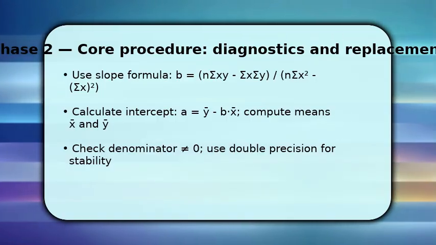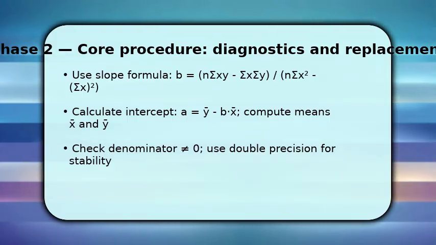Make sure the denominator is not 0. If it is, your x values are constant. Use higher precision arithmetic to avoid rounding errors.